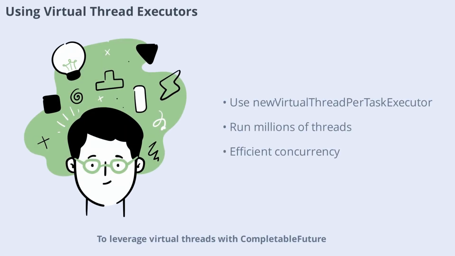Leverage virtual threads with CompletableFuture. Simply create a virtual thread executor using Executors.newVirtualThreadPerTaskExecutor. Pass this executor to your supplyAsync or runAsync methods. This setup allows you to run massive numbers of concurrent tasks without overwhelming your system, thanks to the lightweight nature of virtual threads. It's a major step forward for Java concurrency.